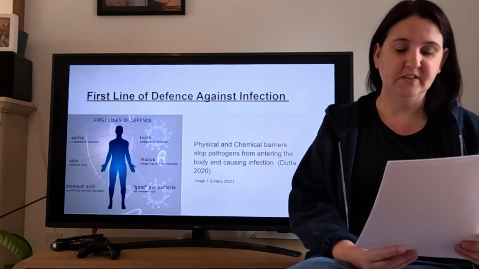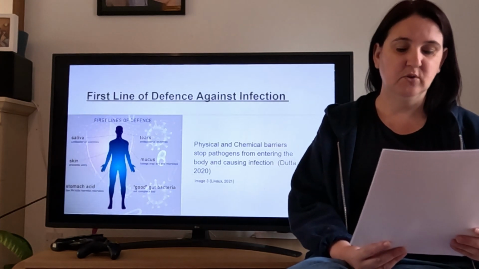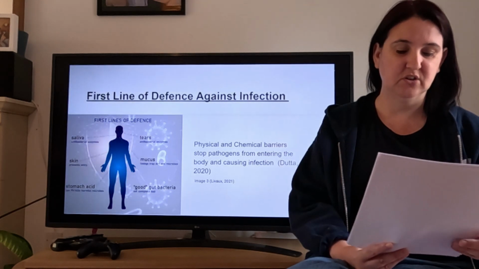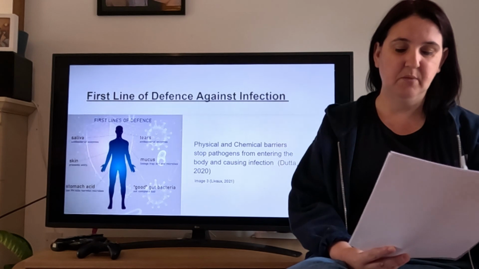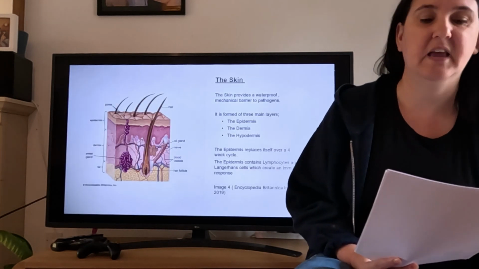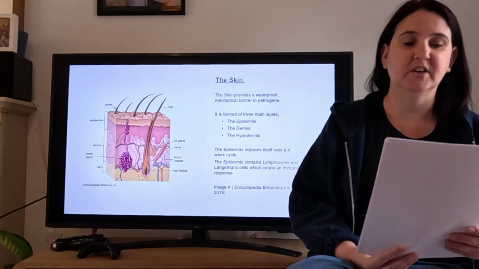The first line of defence against infection is provided by the innate immune system. Physical and chemical barriers stop pathogens from entering the body, causing infection. We will look at specific examples of the first line of defence. Firstly, the skin. The skin provides one of the first lines of defence to potential infection.